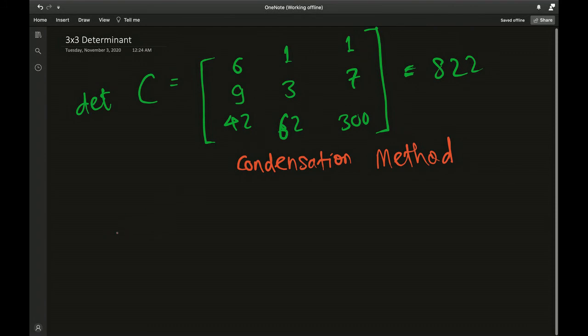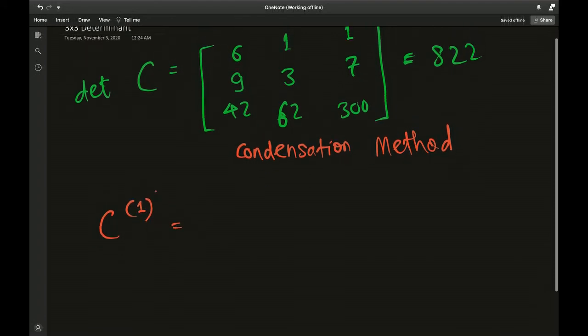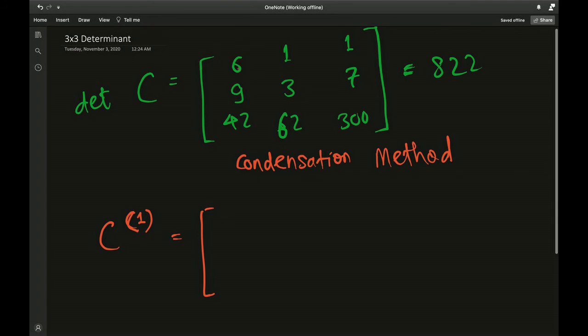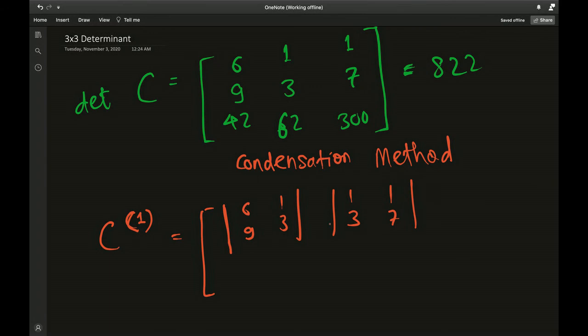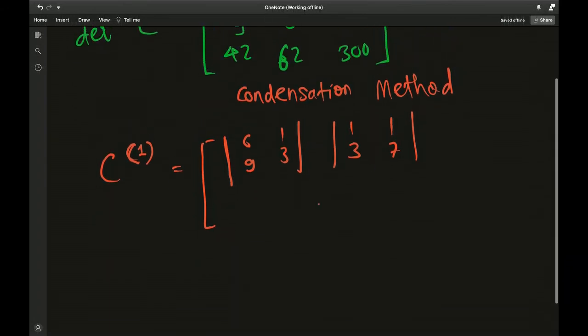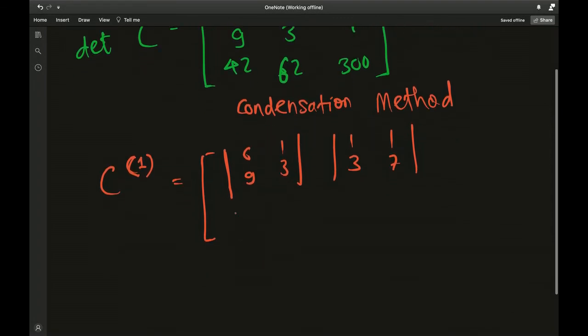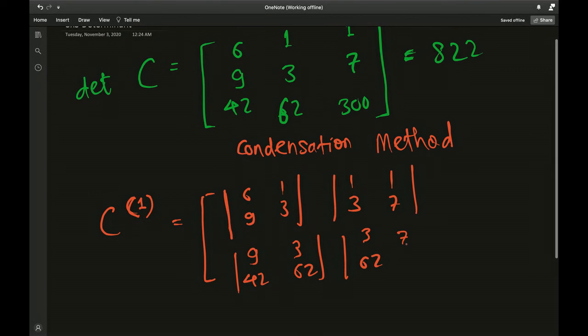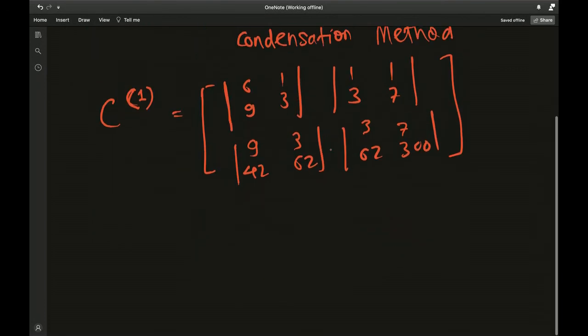Okay, so now we have C. Consider C, I don't know what we can call this, maybe C step 1. Take the same matrix but make a grouping of 4 terms. So 6, 9, 1, 3, make a group of them, put these vertical lines to denote some determinant. Then group these 4, 1, 3 and 1, 7. It doesn't matter whether we repeat 1, 3. We just need groupings of 2x2 matrices in here. Then below we have 942, 362, and similarly we have 362, 7, 300. These are the groupings.